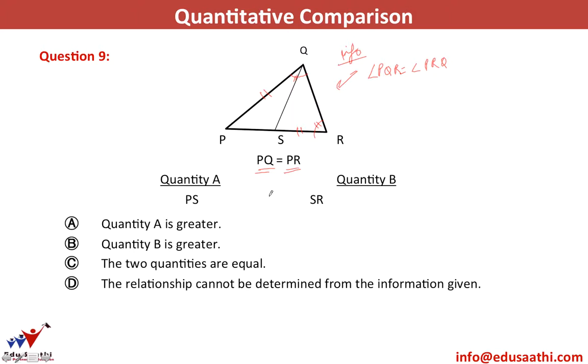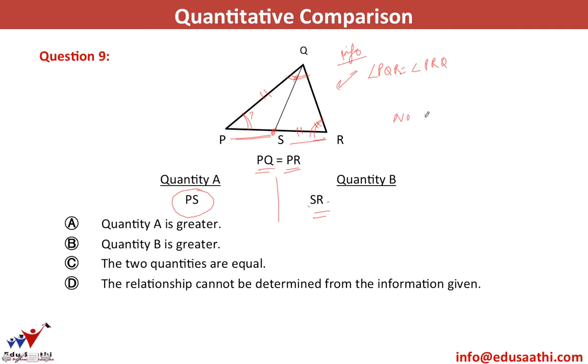Now looking at the quantities, quantity A says the value of PS, and quantity B is the value of SR. I have to tell whether PS is greater than SR, PS is equal to SR, PS is less than SR, or the relationship cannot be determined. Now this angle is equal to this angle. I don't know anything about angle P. Angle P is not known to me, and I don't know whether S is the midpoint or whether QS is the angle bisector or whether QS is the perpendicular bisector.